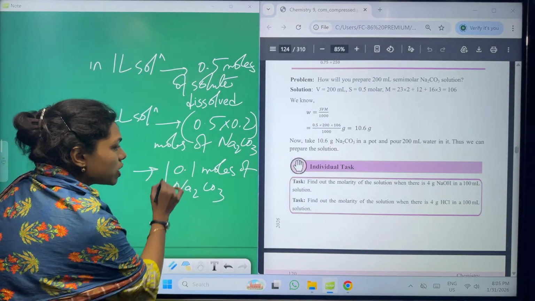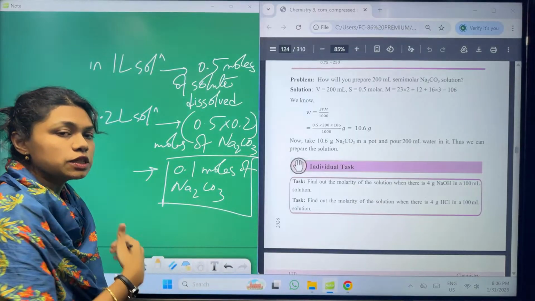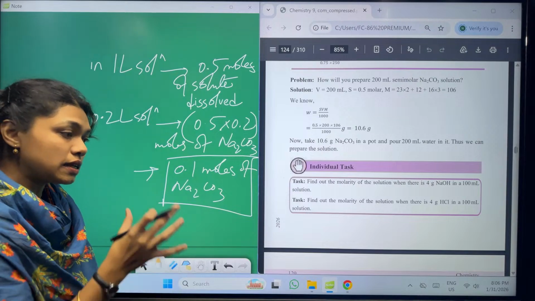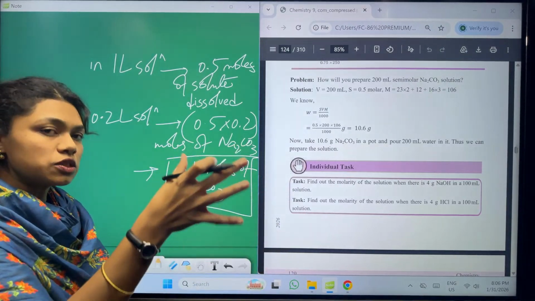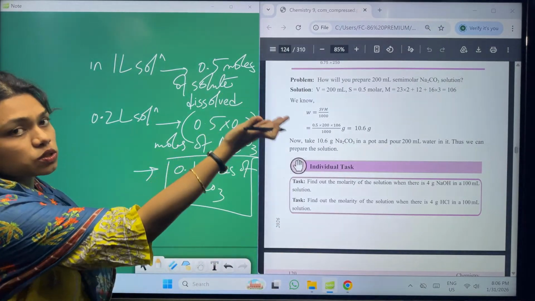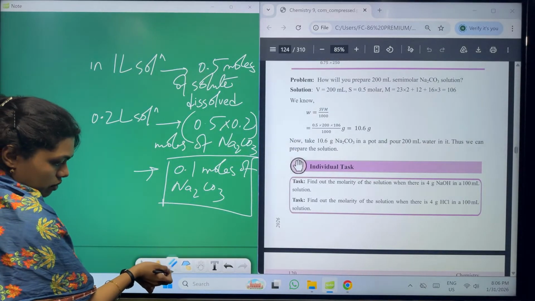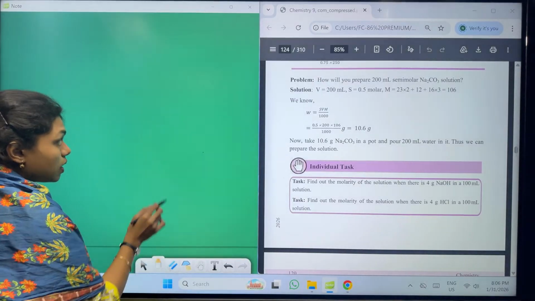I will need to convert this 0.1 mole of Na2CO3 into grams. That is my required answer. My answer will always come in grams, that this much grams of Na2CO3 is required to create a semimolar solution in 200 ml. Okay. So I have 0.1 moles of Na2CO3. Remember this, okay? I have 0.1 mole.